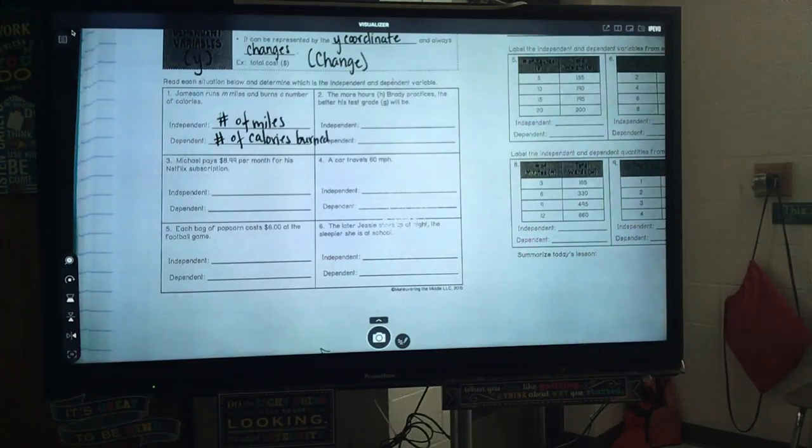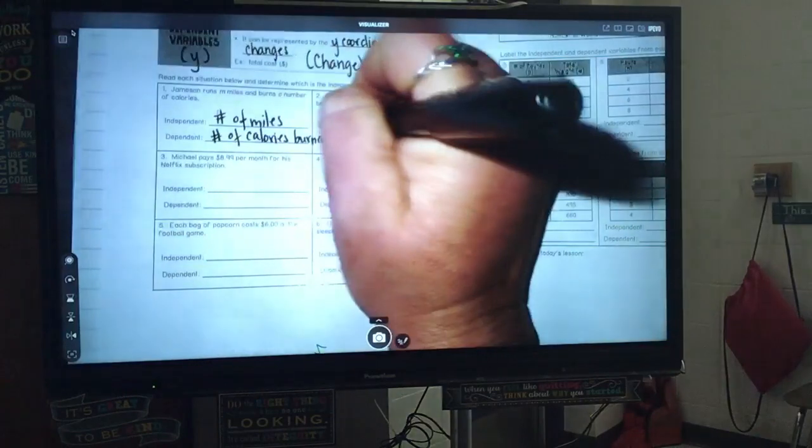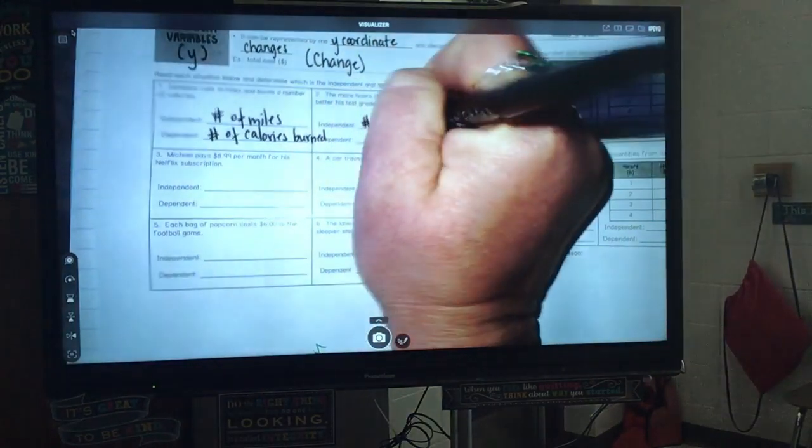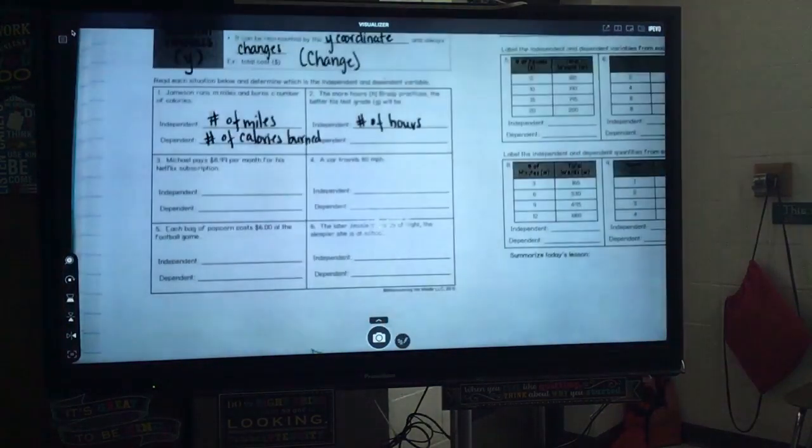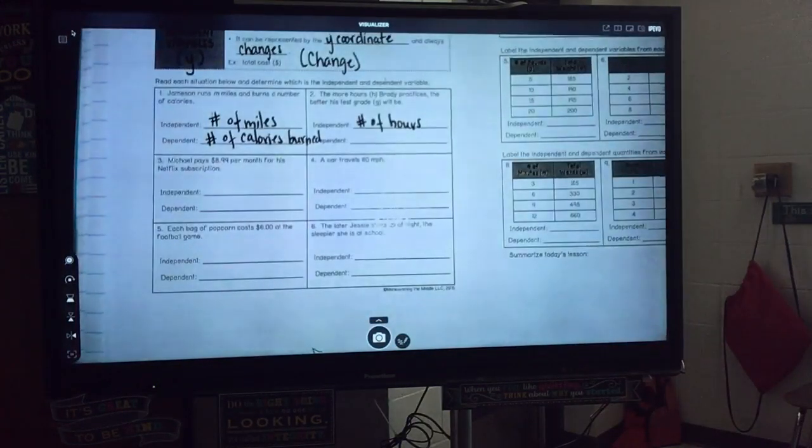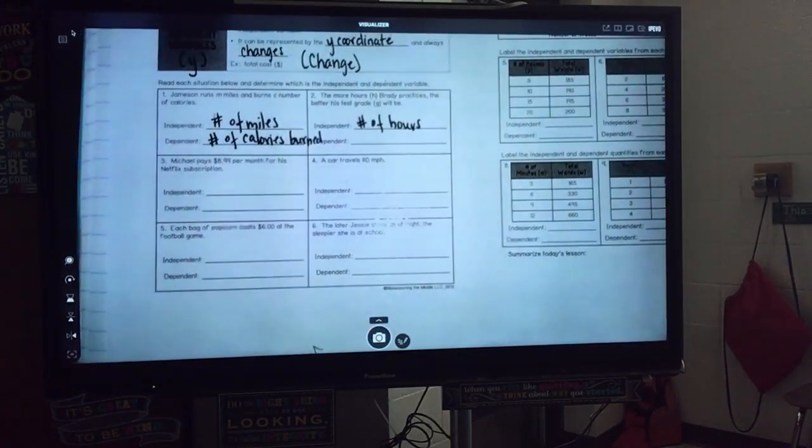Alright, number 2. It says the more hours Brady practices, the better his test grade G will be. What do you think is the independent variable? Delilah? The more hours. Okay, so number of hours. And what is the dependent variable? Kyra? His test grade. Yep.